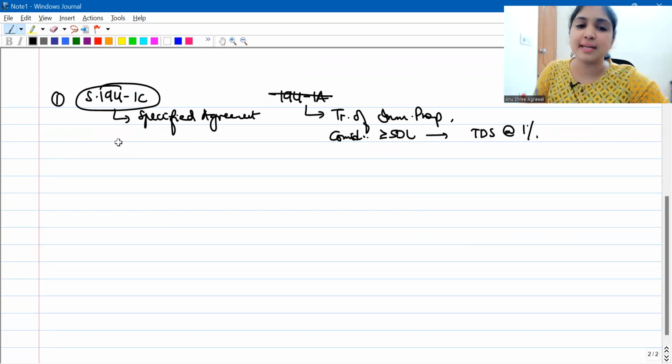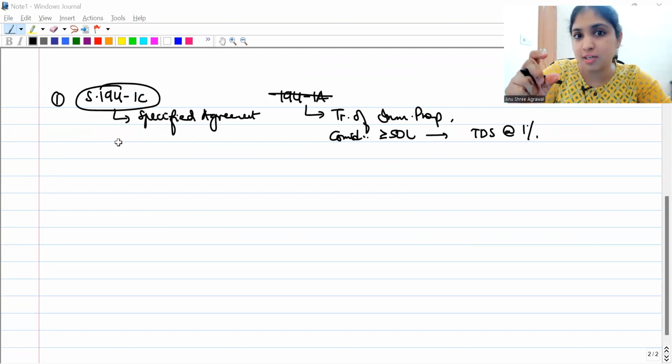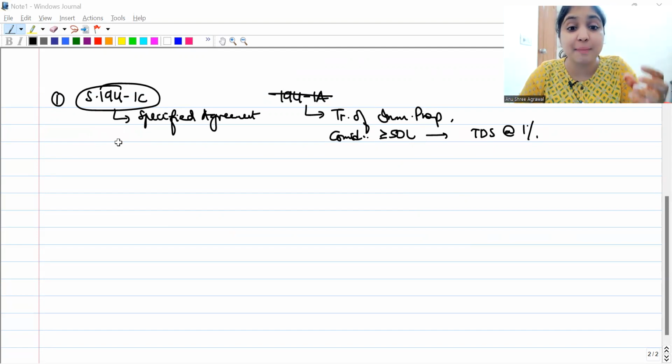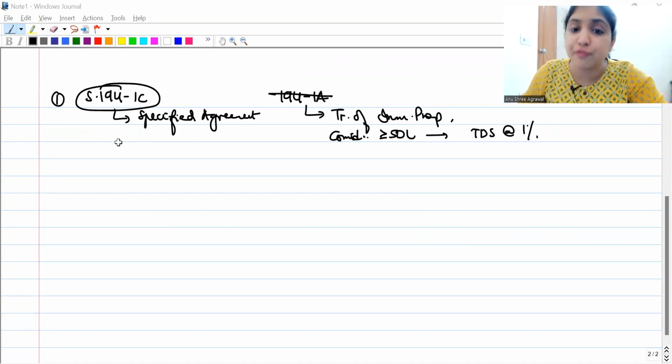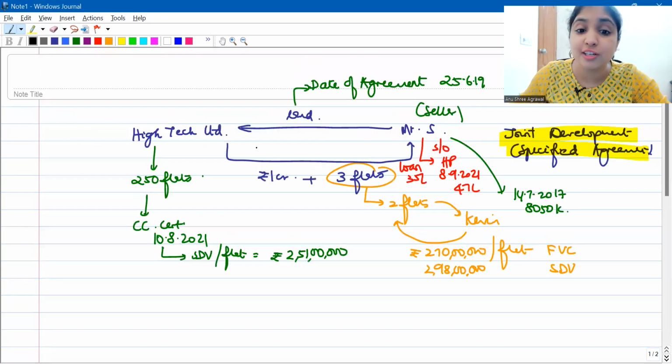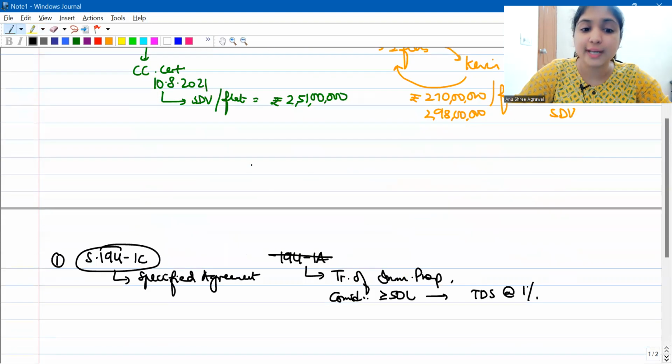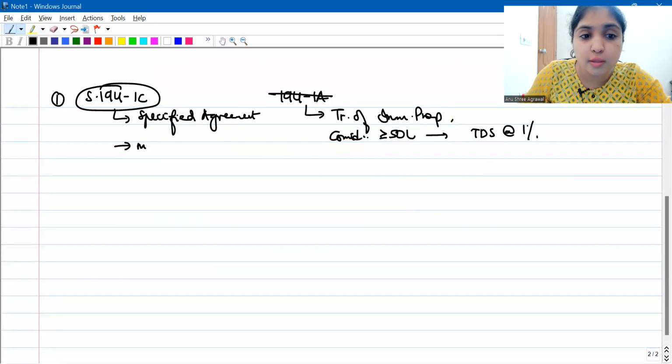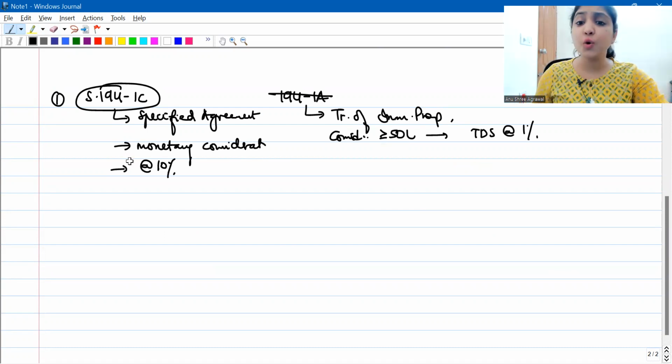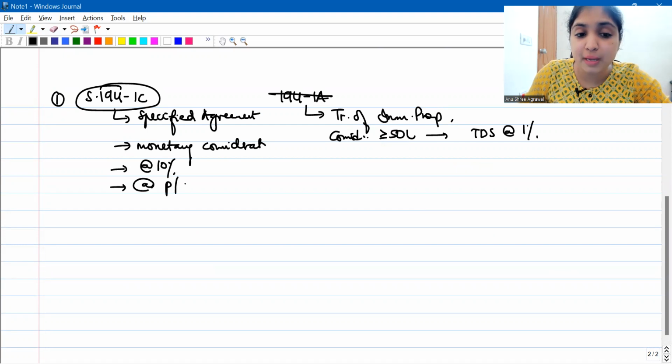194IC simply says that on the cash consideration part, when I say cash consideration, I mean the monetary consideration. On the monetary consideration part, for example, in our question, what's the monetary consideration? 1 crore, right? So 194IC says on the monetary consideration part alone, we will deduct tax, and we will deduct tax at the rate of 10%. That's all. There are no limits here. And when do we deduct tax here? We deduct tax at the time of payment or credit, whichever is earlier.